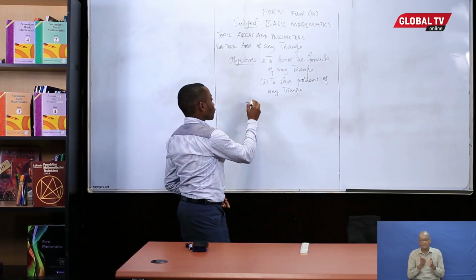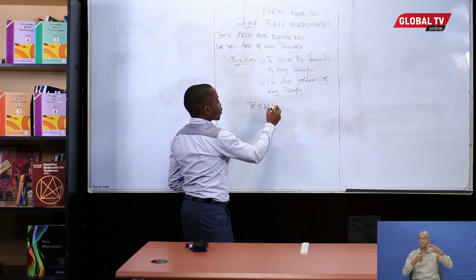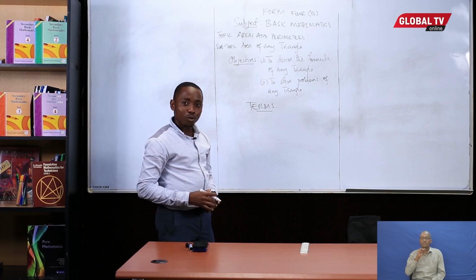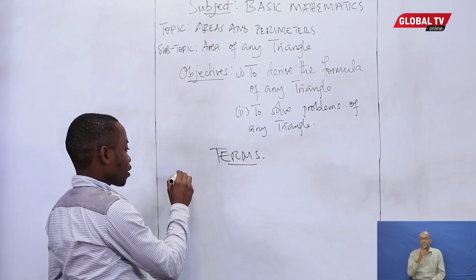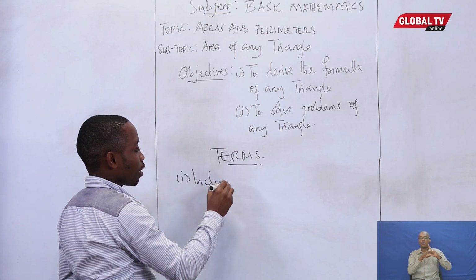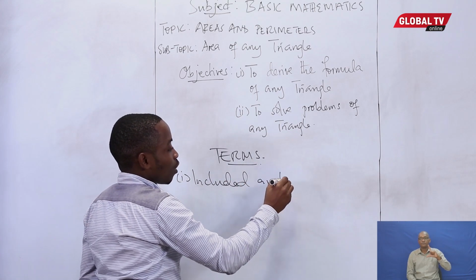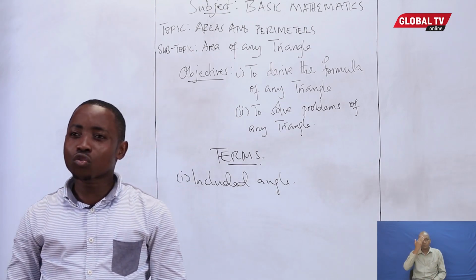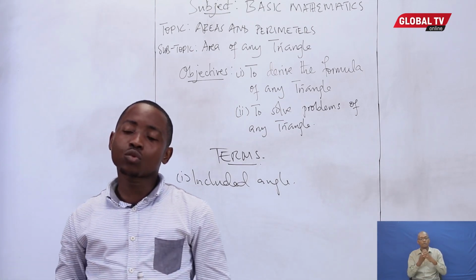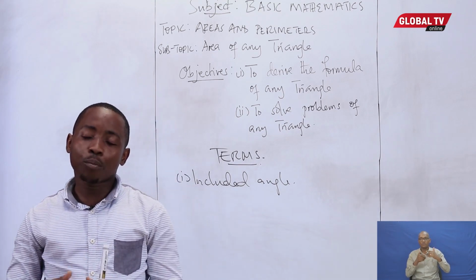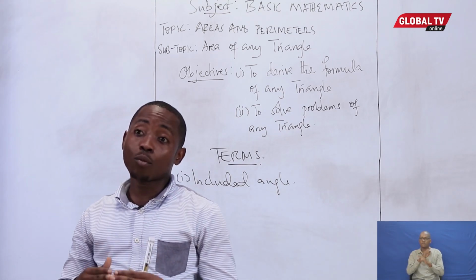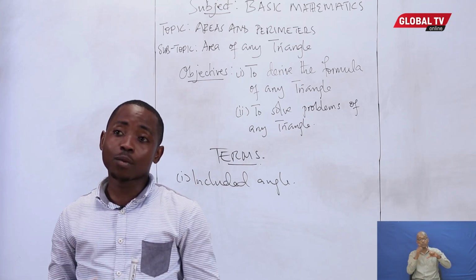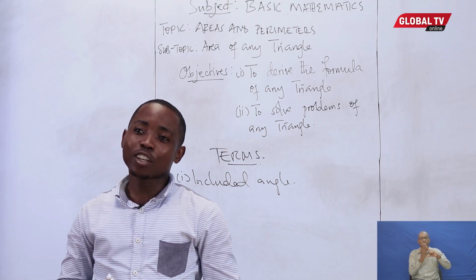And these are the first terms that can help us. The first term is known as included angle. We need to know first, what is an included angle? In any triangle, or in any two lines which intersect somewhere, the point where those two lines intersect, they form an angle. And that angle, formed by two lines which intersect somewhere, is known as the included angle.